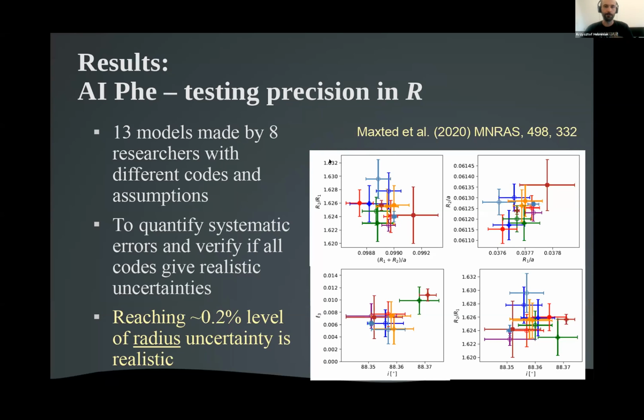And Pierre Maxted was the one who organized a group of people who are working on eclipsing binaries and asked them to make models with their own codes, with their own approaches, in order to check the realistic uncertainties and errors in stellar radii in this case. So the conclusion is that, in those graphs, each dot, each color is a different approach, a different model. The conclusion is that it is possible to reach a level of uncertainty like 0.2% in the radius.